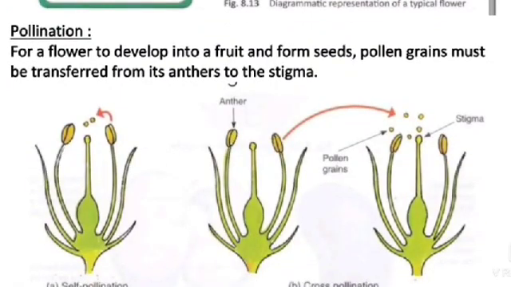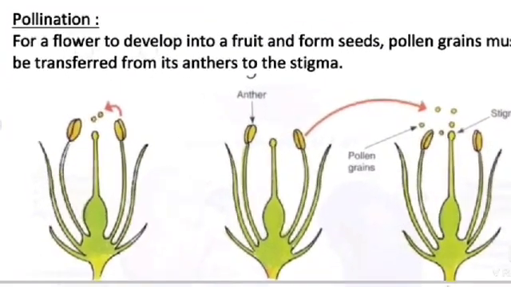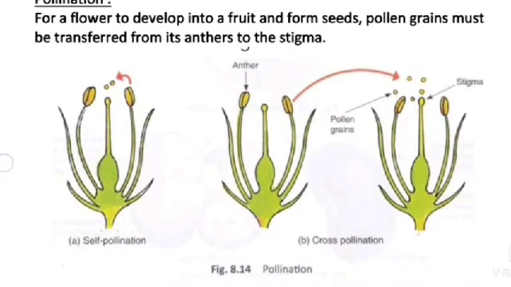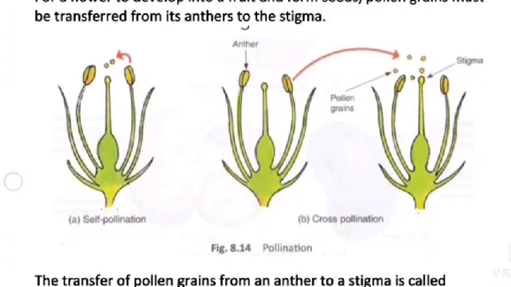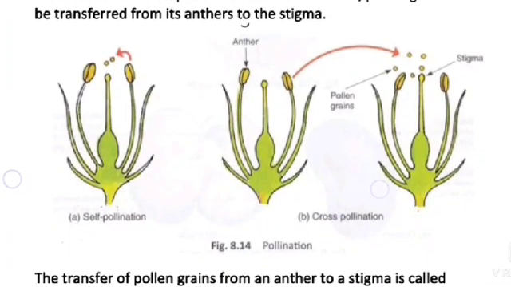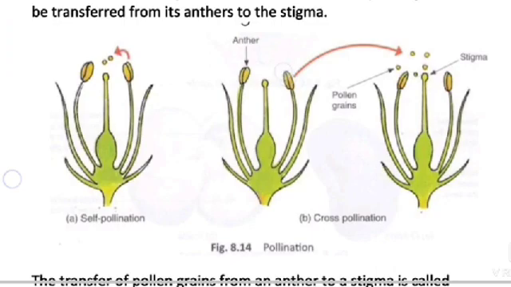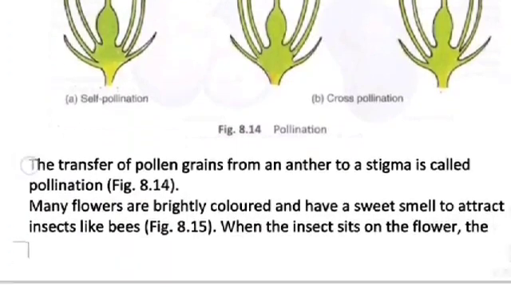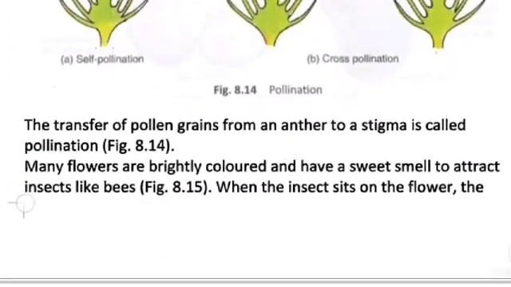Pollination. For a flower to develop into a fruit and form seeds, pollen grains must be transferred from its anther to the stigma. In self-pollination, the anther is long and the stigma is reduced. Cross-pollination means the pollen is transferred from one flower to another flower. The transfer of pollen grains from an anther to a stigma is called pollination.